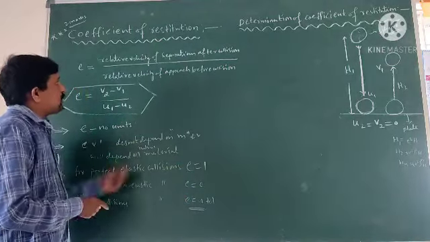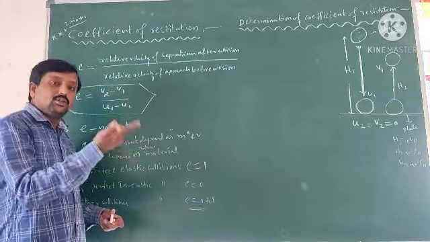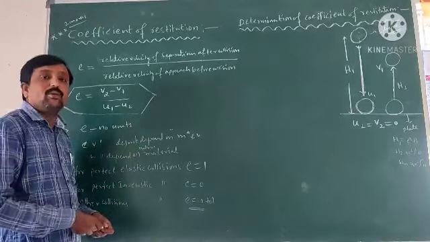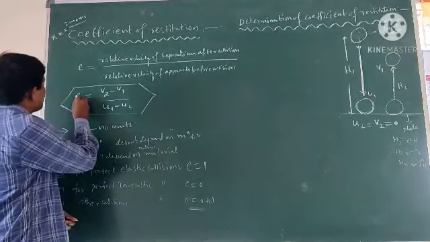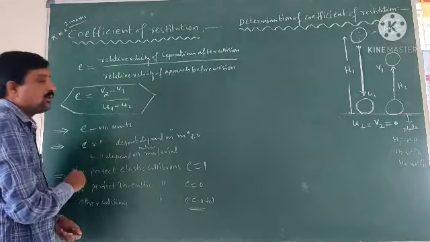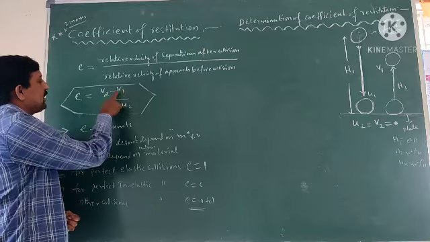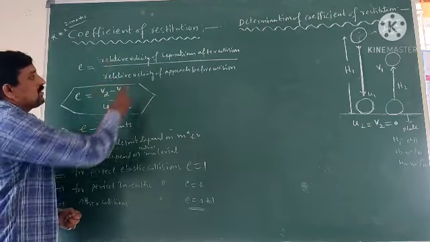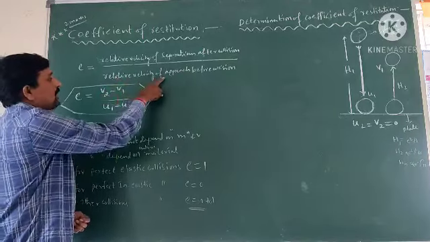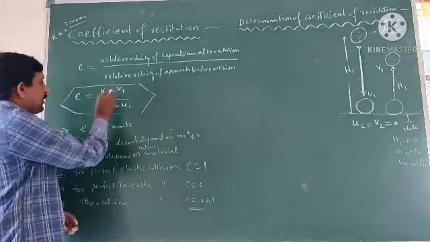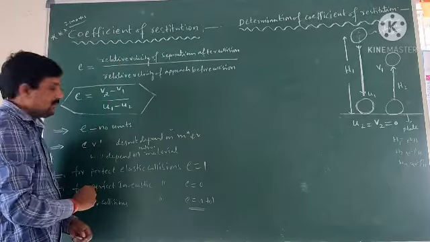The coefficient of restitution is defined as the ratio of the relative velocity of separation after collision to the relative velocity of approach before collision. It is denoted by small e. e is equal to (v2 minus v1) by (u1 minus u2). Here v2 minus v1 is the relative velocity of separation after collision, and u1 minus u2 is the relative velocity of approach before collision. The ratio of these two relative velocities is called the coefficient of restitution.